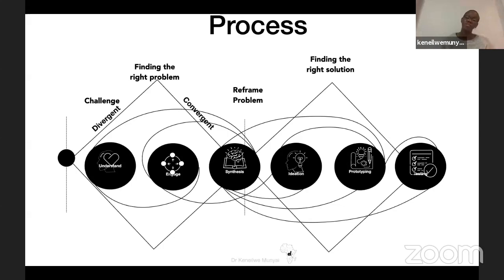It's a very iterative process, and it starts with understanding, gaining empathy, and then engaging with the various stakeholders that are part of the problem that you are trying to solve, and then synthesizing and making sense of the information that you've gathered, and then moving on to ideation, and then prototyping and testing your ideas as fast as you can to make sure that you learn as quickly as possible. So the first three circles is about finding the right problem to solve, and the last three is about finding a solution.